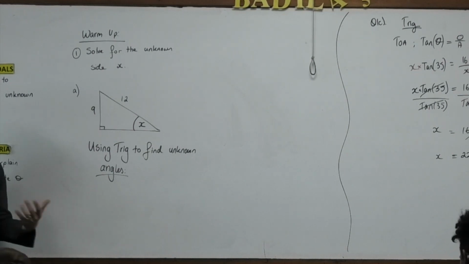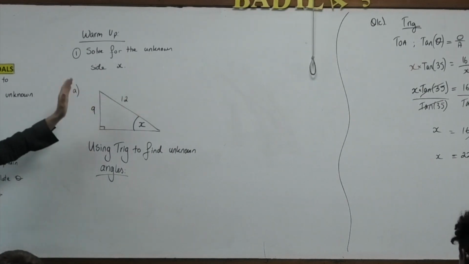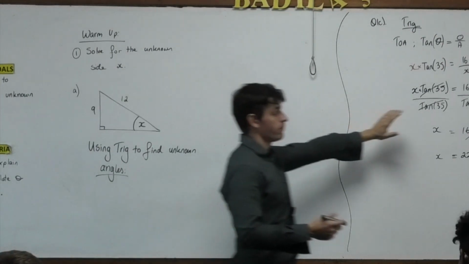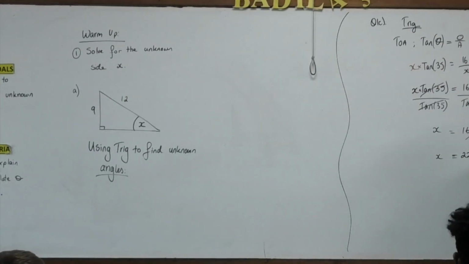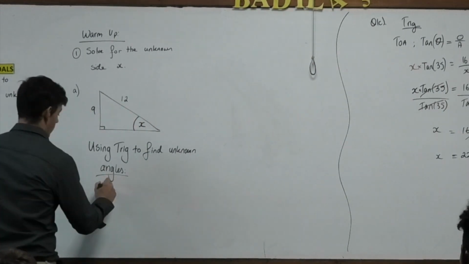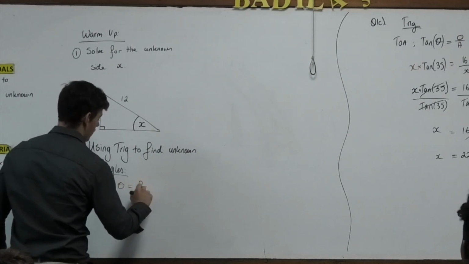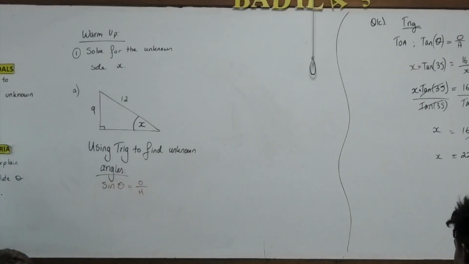Sine. Why should I use sine? Because I have the hypotenuse and I have the opposite. So at this point in time, it's exactly the same. So my first line of working should be sine theta equals opposite over hypotenuse, correct? Yeah. What do you reckon I do now?